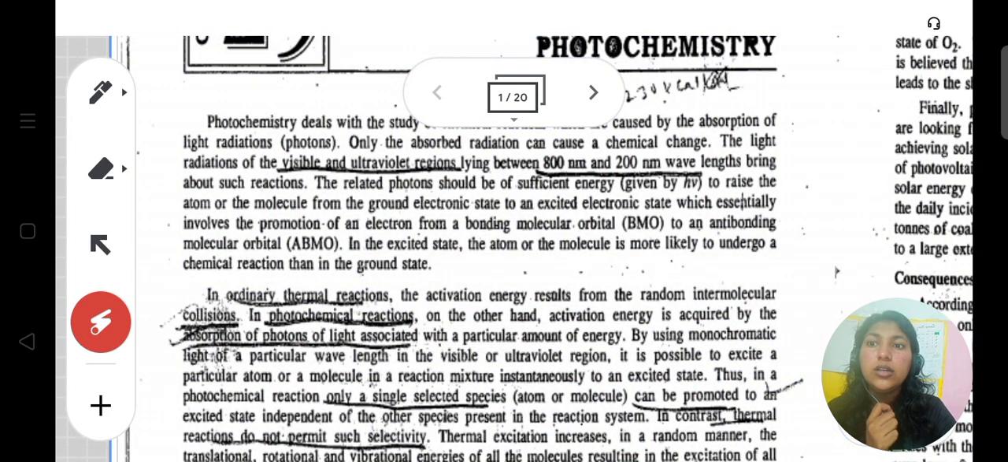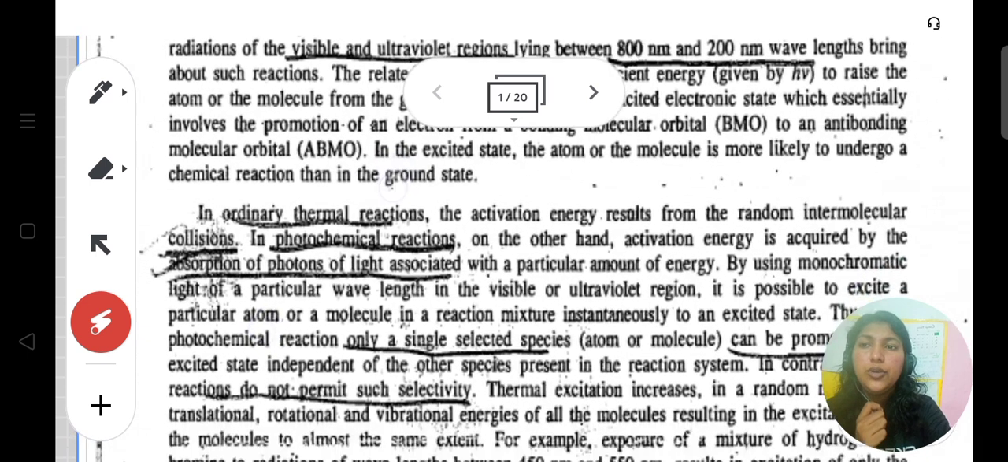We have heard about thermal reactions. What is the difference between thermal reactions and photochemical reactions? In ordinary thermal reactions, the activation energy results from random intermolecular collisions. That is the thermal reactions. There are intermolecular collisions between the particles. Whereas in photochemical reactions, the activation energy is acquired by the absorption of photons of light associated with a particular amount of energy. Here we use monochromatic light of a particular wavelength in the visible or ultraviolet region.